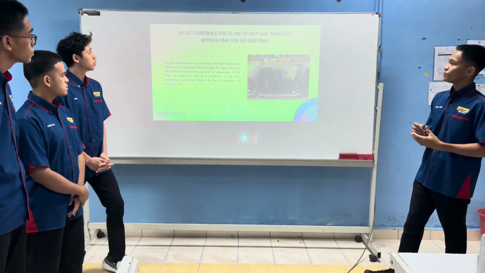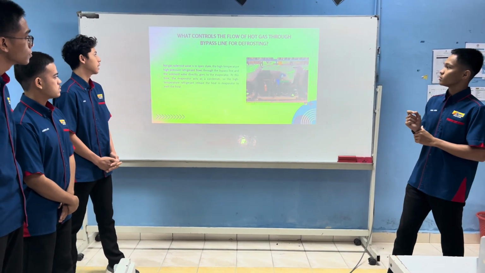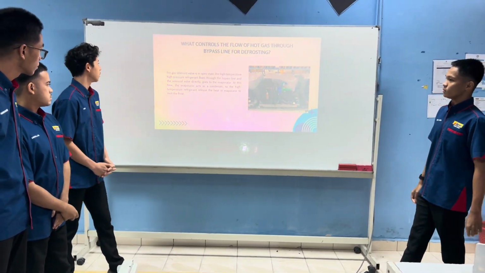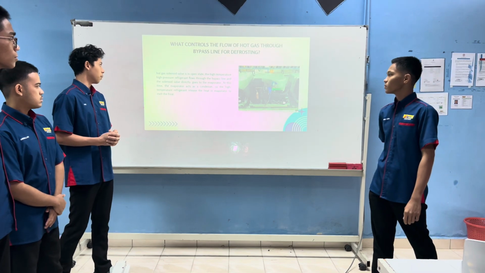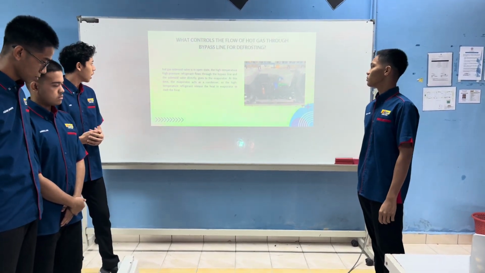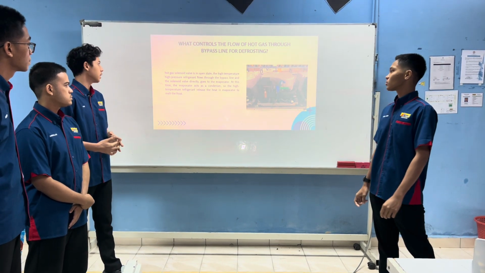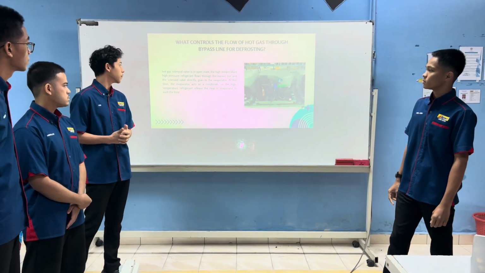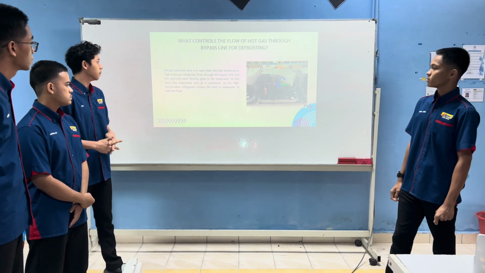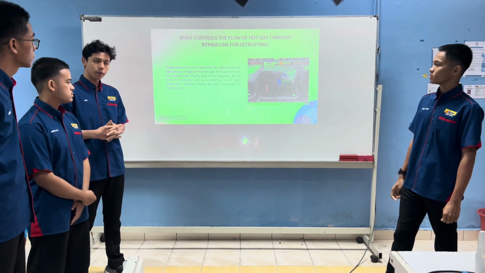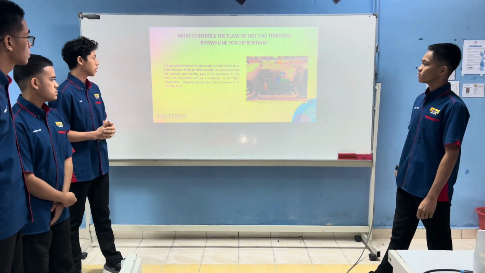So, what controls the flow of gas through the bypass line for defrosting? Okay. When the hot gas solenoid valve is in an open state, the high temperature, high pressure refrigerant flows through the bypass line and the solenoid valve directly to the evaporator. At this time, the evaporator acts as a condenser.